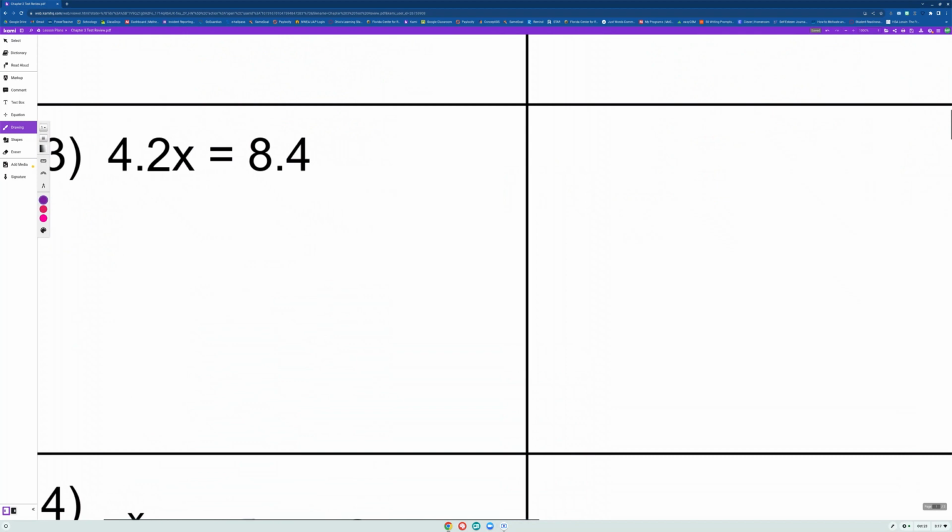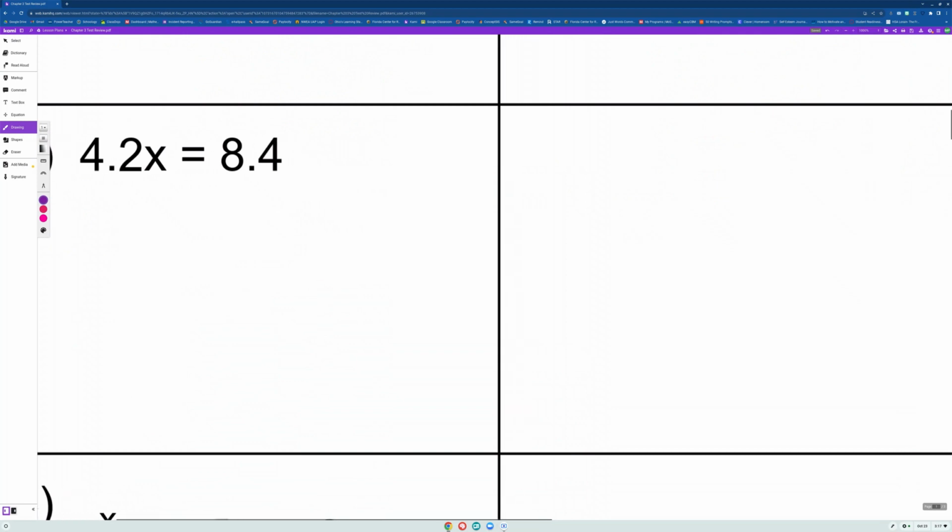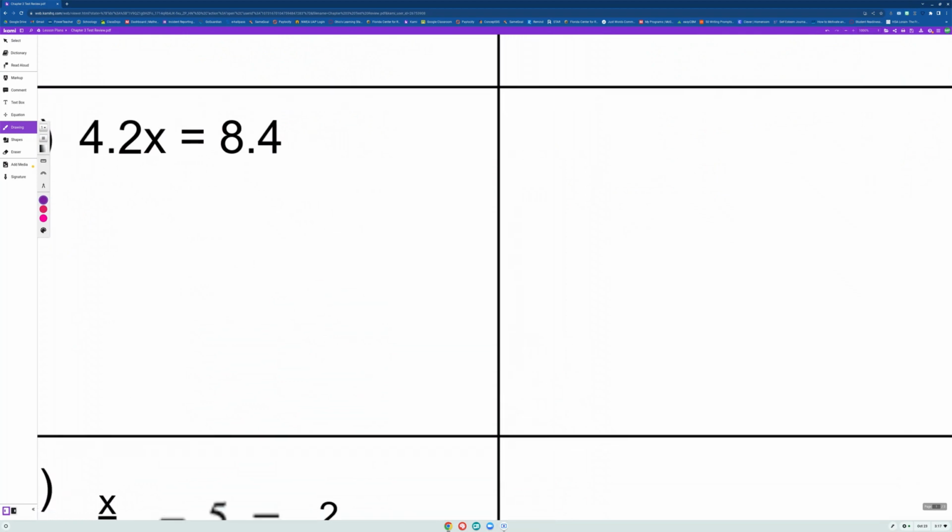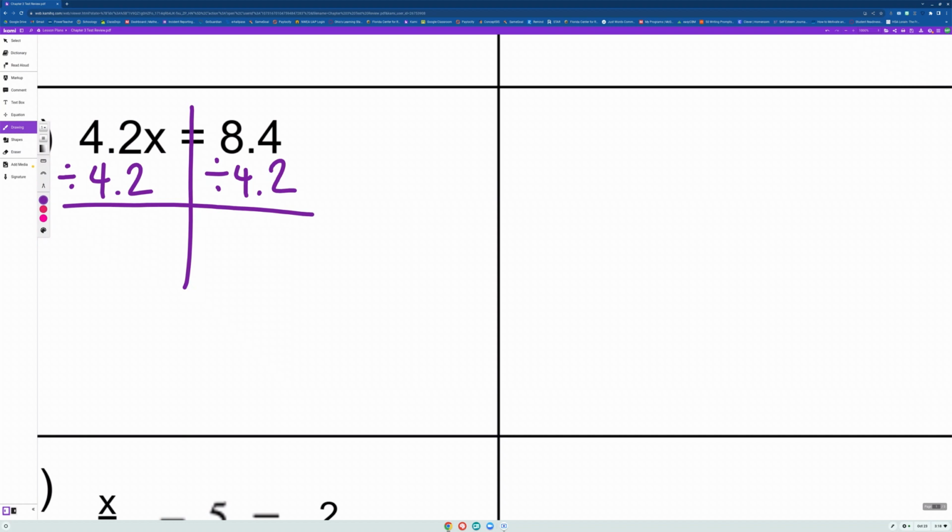All right, for number 3, don't panic when you see these decimals. It's a-okay. We're still just going to do the same operations that we always do. I have 4.2x is equal to 8.4. 4.2 and x are multiplying, so in order to get the x by itself, I have to divide. I'm going to divide both sides by 4.2. Once I do that, that's going to cancel, and I'm going to get x is equal to 2.